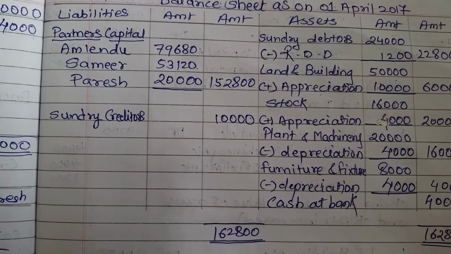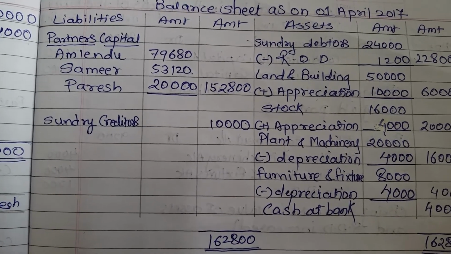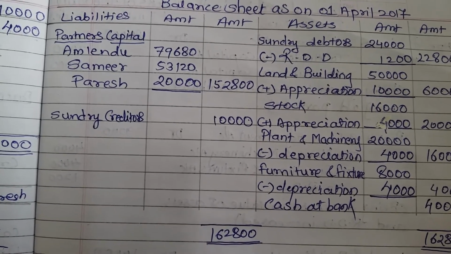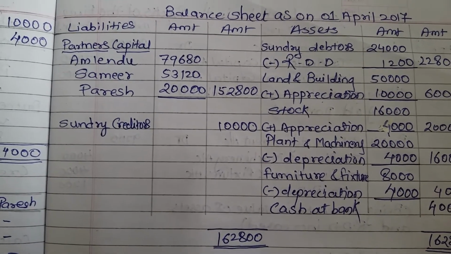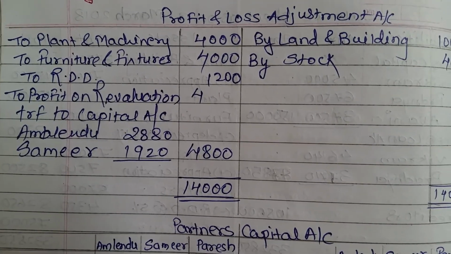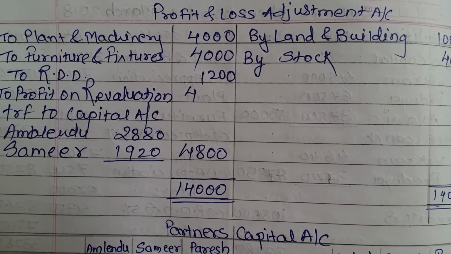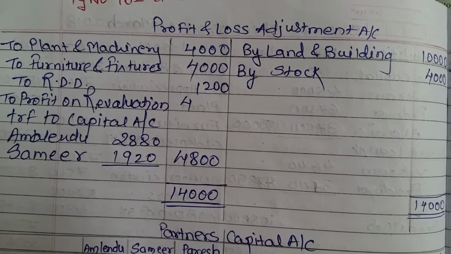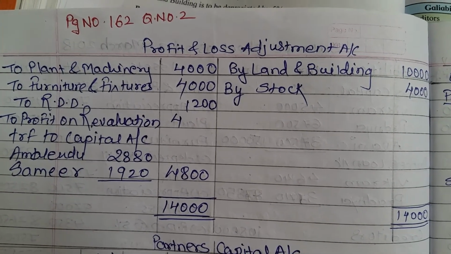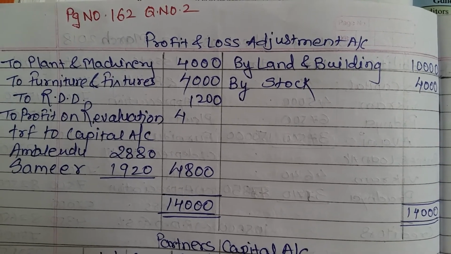Adjustment regarding the debtors' RTD, it is calculated at 5%. So on 24,000 we will calculate 5%. It will be 1,200. So 24,000 minus 1,200 from the balance sheet asset side as the RTD from the debtors increases. We will show on the profit and loss adjustment account debit side to RTD 1,200. Clear? So as all adjustments are completed, as per the steps we will close the profit and loss adjustment account. See, on the credit side the total will be 14,000 and on the debit side the total will be 9,200.